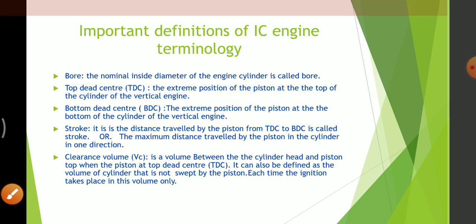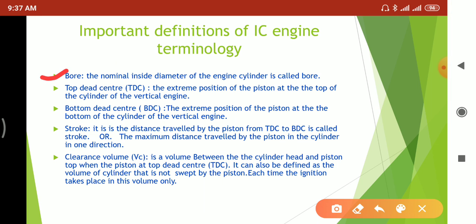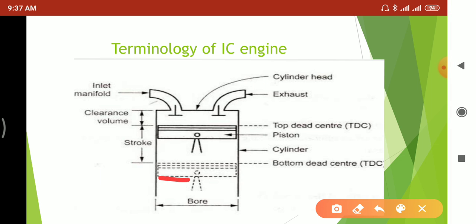First one, bore. Bore is the nominal inside diameter of the engine cylinder. This is called bore. If this is the nominal inside diameter of the cylinder, it is called bore. And this is indicated by capital D or small d, and it is measured in millimeters or meters.